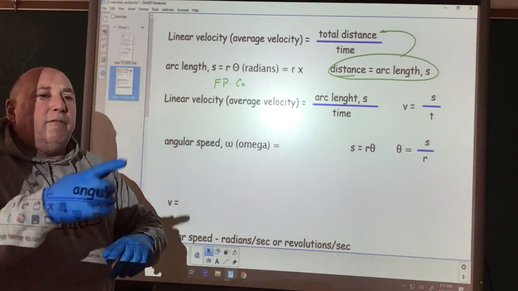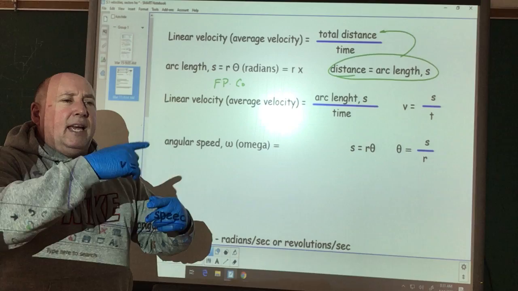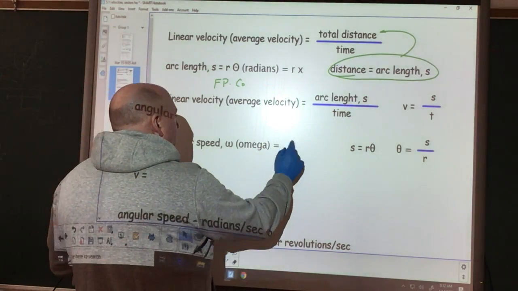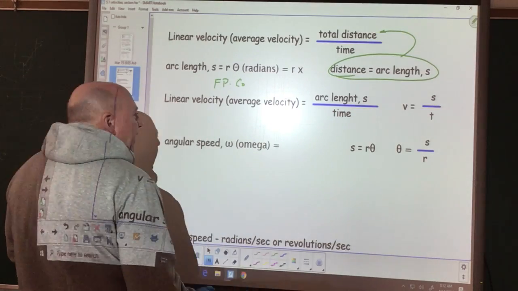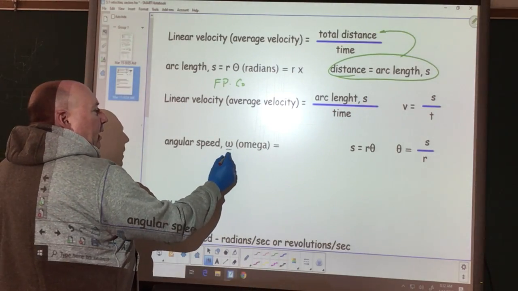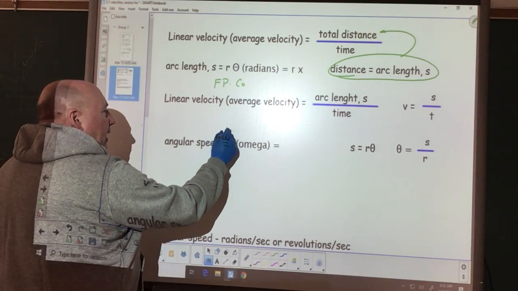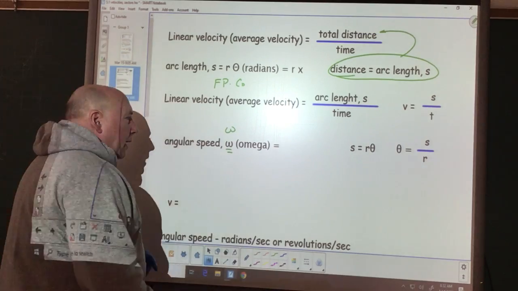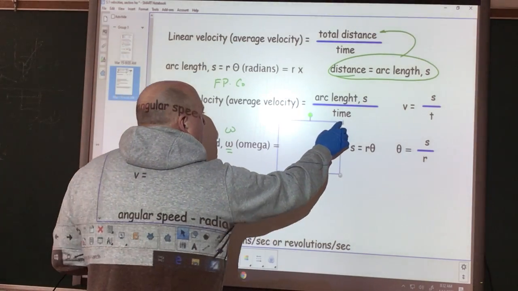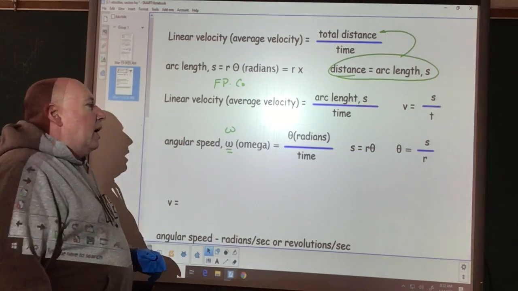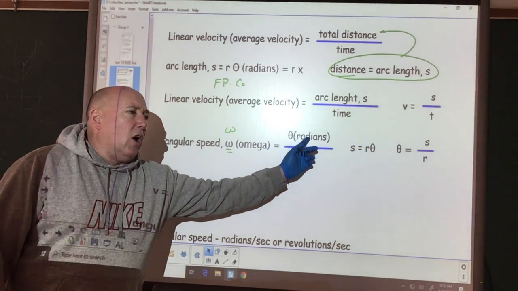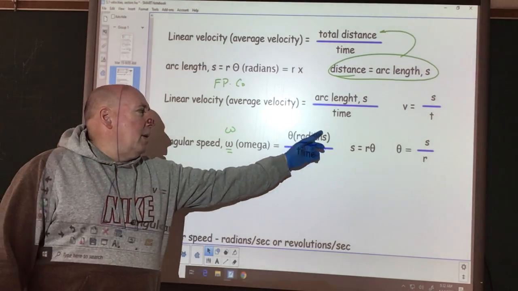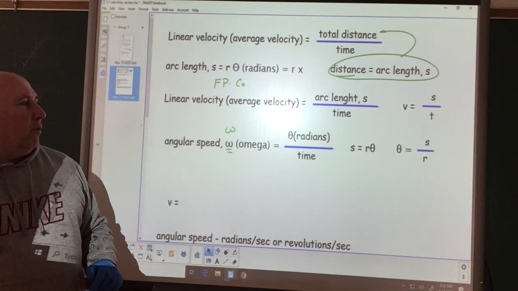Angular speed is how fast you are going around a circle, an angular velocity. The symbol that we use for angular speed is omega. It is a curly W. This is omega. This is your number of radians that you have gone per amount of time.